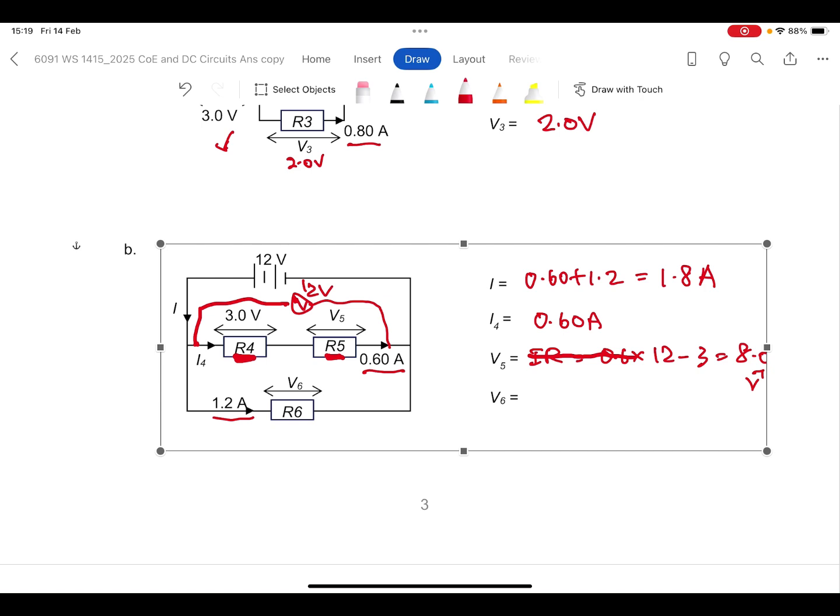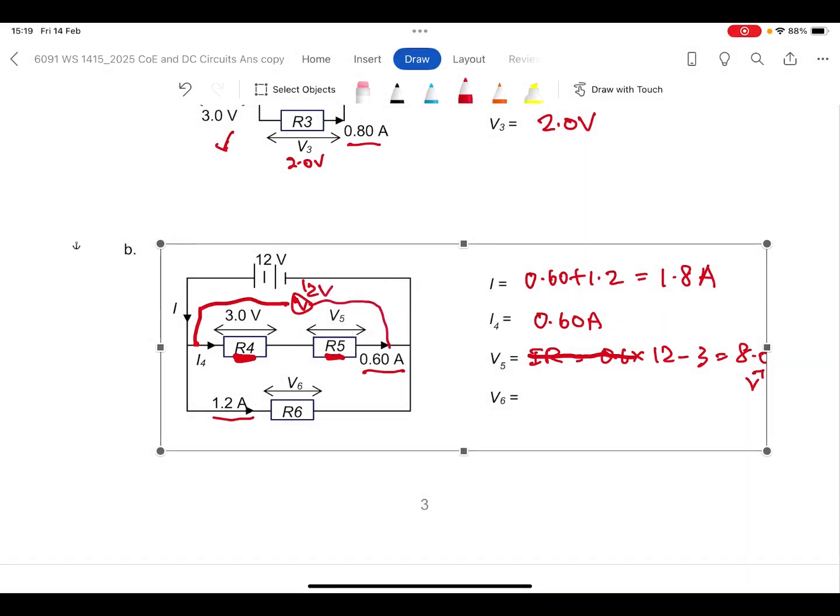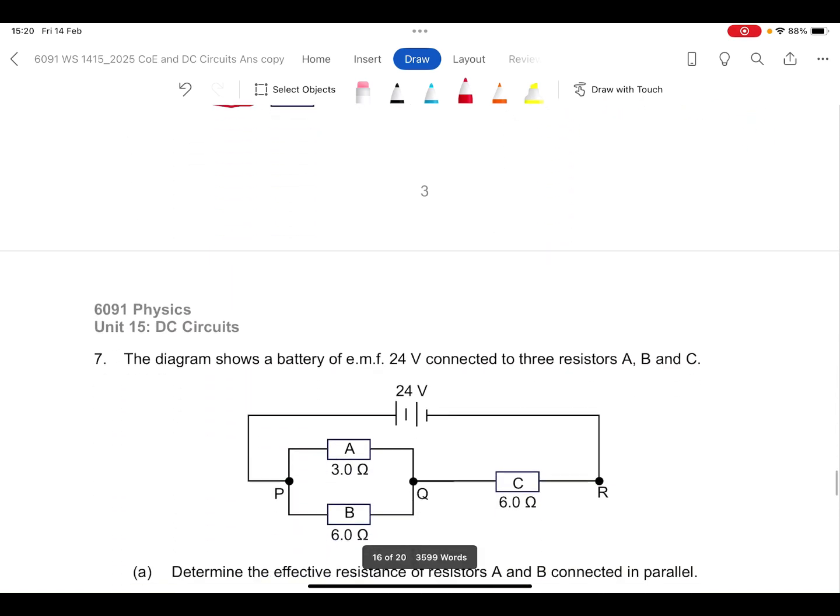All right, so 8.0 volts. Next one, V6. V6, basically, as I've said, is a parallel circuit, so V is constant. V6 is the same as the EMF, which is 12 volts. There's no calculation involved here. All right, we will move on.